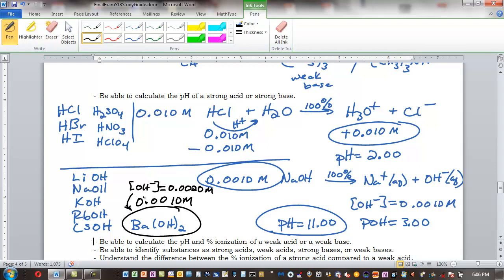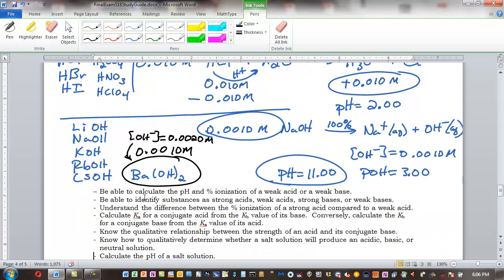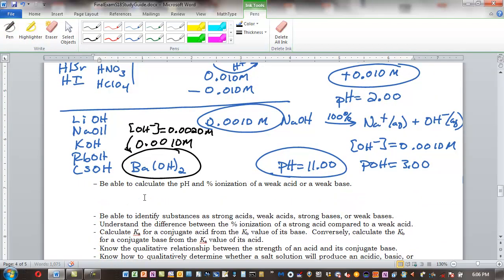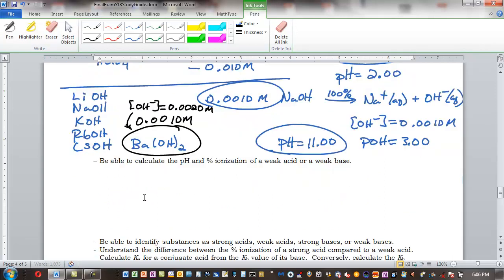So almost guaranteed you will see either strong acid or strong base on the final exam. But since they dissociate completely or ionize completely, the calculation's fairly straightforward. All right. Be able to calculate pH and percent ionization of a weak acid or a weak base.